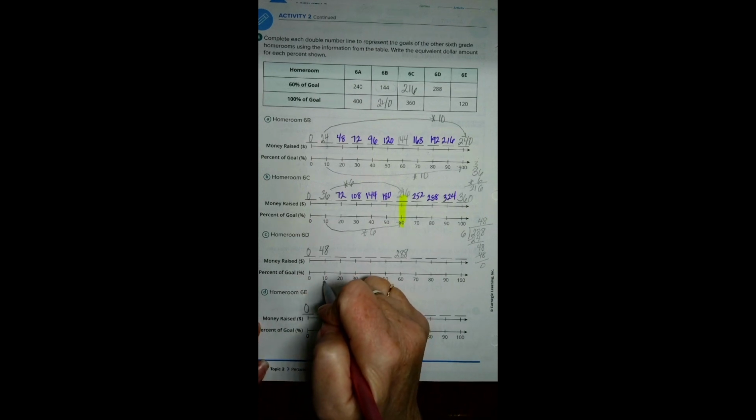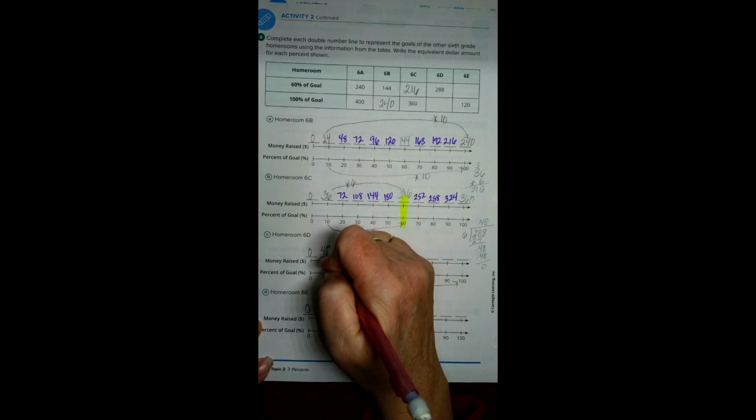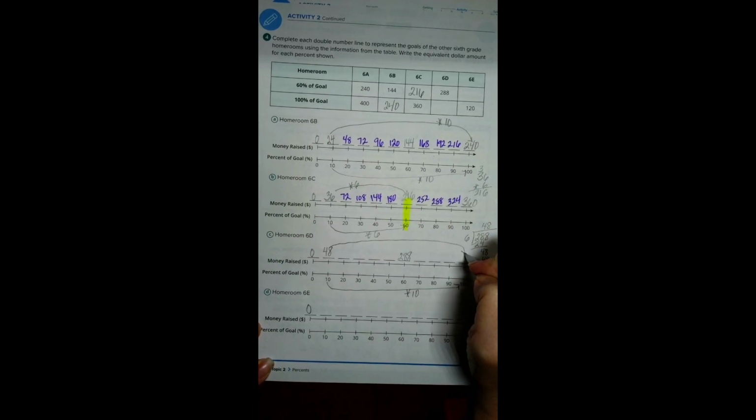So again, we're going from 10 to 100 by times 10. So 48 times 10 gives us 480.